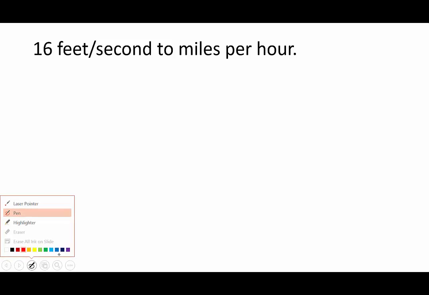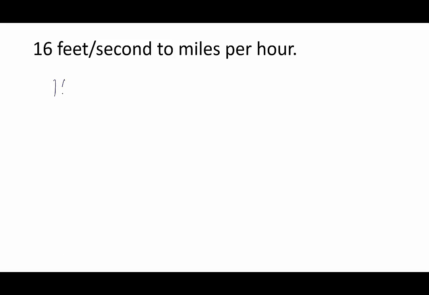Accuracy on the test. So converting 16 feet per second to miles per hour. If we write this, or all of these questions like this, we can use dimensional analysis to convert them pretty easy. It's a little bit more writing, but you'll always get the right answer. So 16 feet per second can be written like this: 16 feet over 1 second. So we need to go to miles per hour.